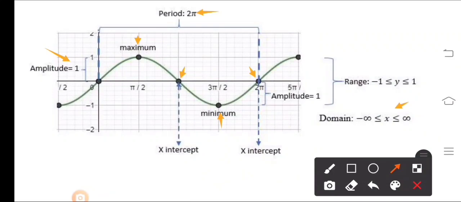In finding the key points, we divide 2 pi, or the period, by 4. 2 pi is 360 degrees. 360 degrees divided by 4 is 90 degrees. 90 plus 90 is 180 degrees, or pi. 180 plus 90 is 270 degrees, or 3 pi over 2. 270 plus 90 is 360 degrees, or 2 pi. Okay, the intercepts are pi and 2 pi.